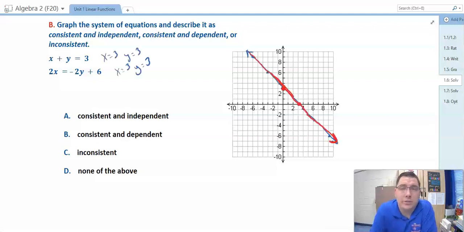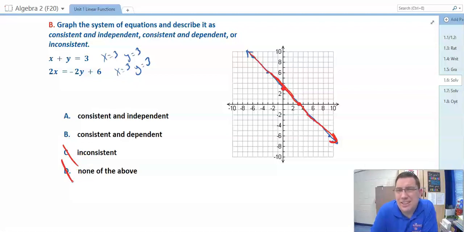So you'll see I have these two graphed. The x plus y equals 3 is graphed in blue, and the 2x equals negative 2y plus 6 is graphed in red. And so what do we see with these two lines? They end up as the same line, right? And so because they will have at least one solution, they are consistent. So it's not C and it's not D, because none of the above is just a throwaway answer here. But which type of system is this?